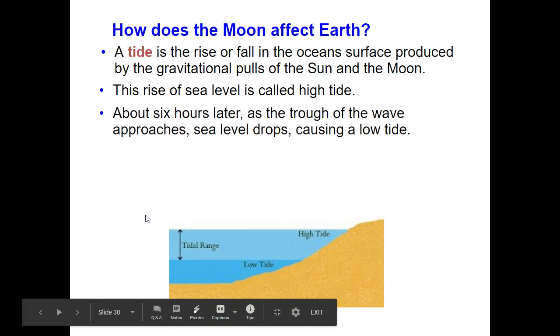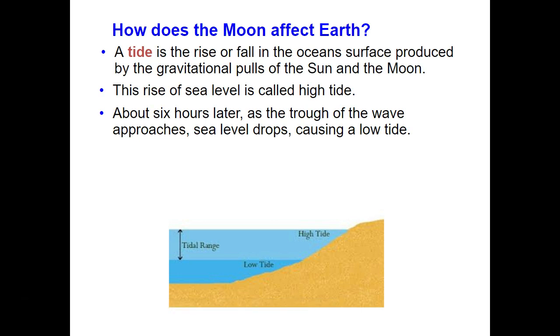So the moon affects Earth based on how it revolves around it. This revolution and the distance away, it has enough gravity to produce rise and falls of the tide. Now, it is not the only one that does the rise and fall of tide, the sun does too. So basically, they're doing a tug of war with our ocean, creating this rise and fall of the ocean. So high tide is when it gets to sea level, and about 6 hours later, as a trough of the wave approaches, sea level drops, causing low tide.